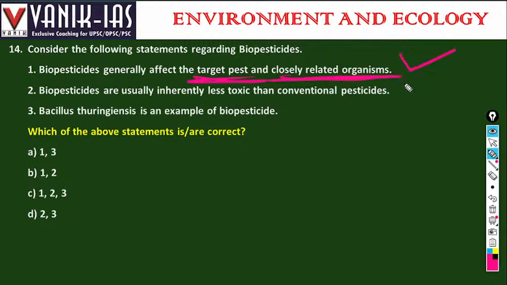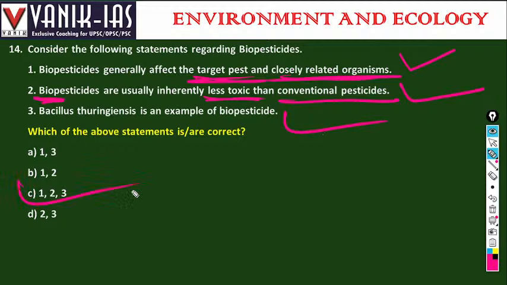So first one is right. Biopesticides are usually inherently less toxic than conventional pesticides. Yes, this is right because they are biopesticides. They are environmentally sustainable. For example, neem is one type of biopesticide. They are better, less toxic than the conventional pesticides. Bacillus thuringiensis is an example of biopesticides. So, third option is also right. So 1, 2, 3, all the statements are correct. It is the most common microbial biopesticide.